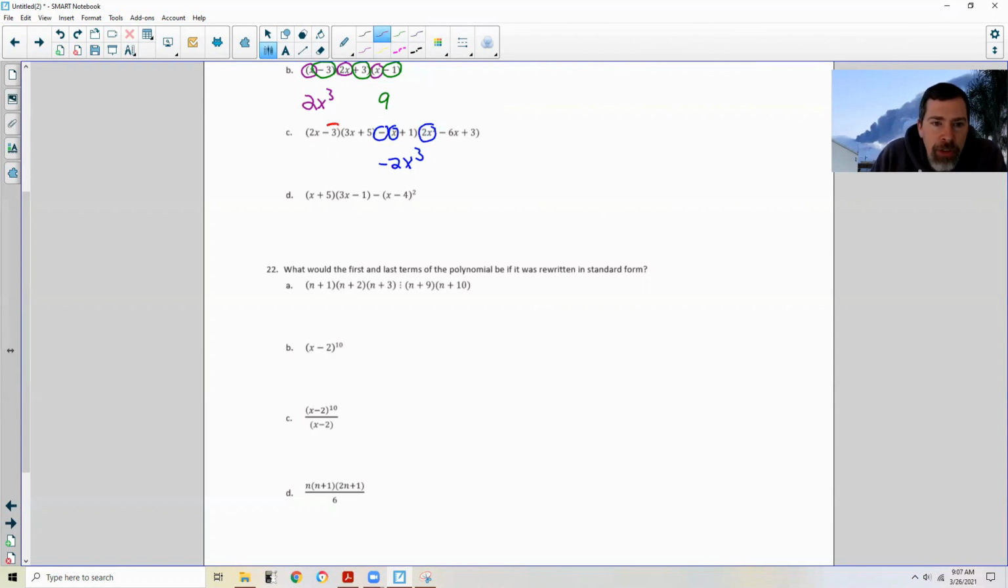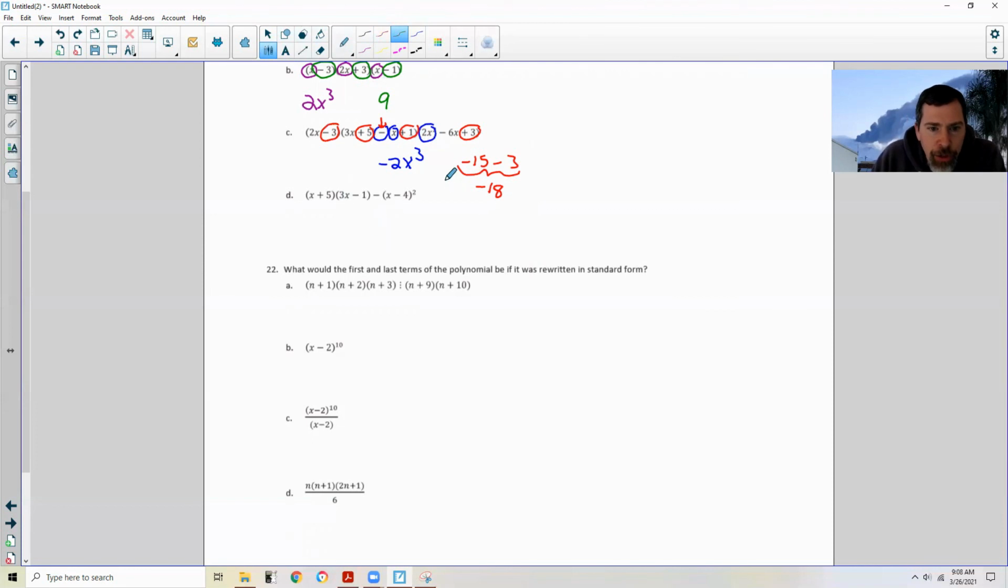And then my last term is just simply going to be negative 3 times 5, which is negative 15. And don't forget, we're subtracting. So let me just move this over here. This is negative 15, and we're going to subtract my 1 times 3, which is 3, and that will give me my last term of negative 18. Okay, so negative 2x cubed is the first term and negative 18 is my last term. That one was a little more complicated, but just be careful.